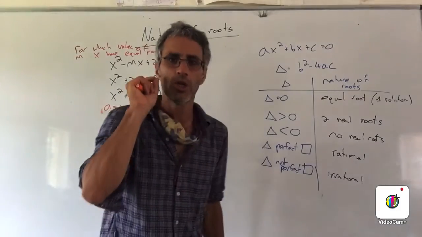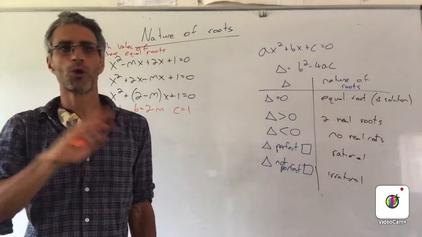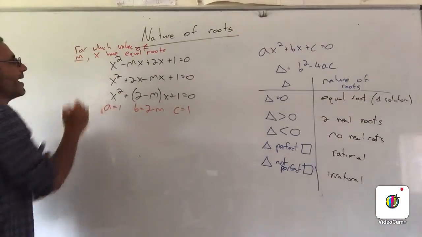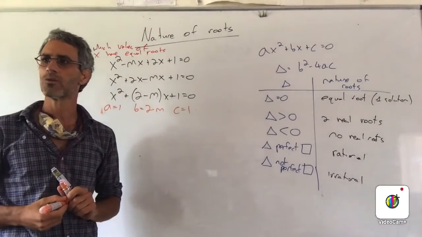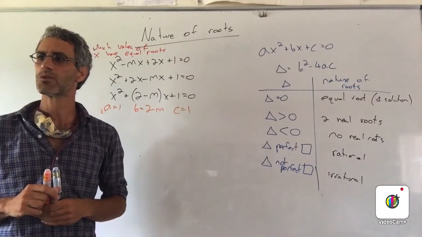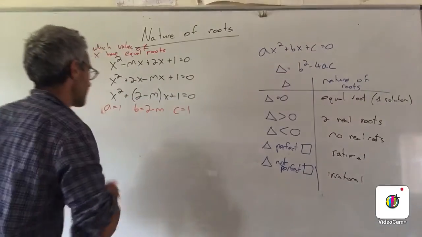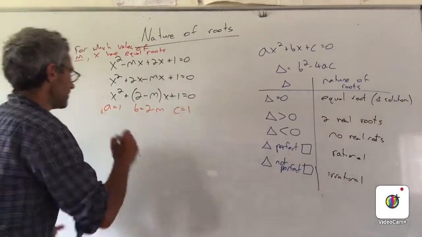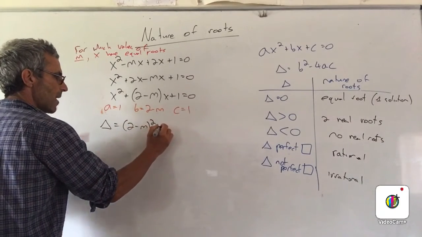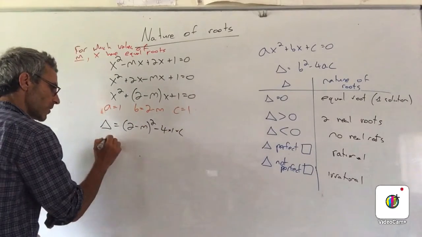So the question here is slightly different. The question is not to comment on the nature of the root. Don't tell me if you have 2 roots, 1 root, or whatever. The question was, for which values of m does the equation have equal roots. So I need to find the values of m that give equal roots. So what I've got to do, as always, is find the delta. The delta is going to be b squared, (2 minus m) squared, minus 4 times a times c.